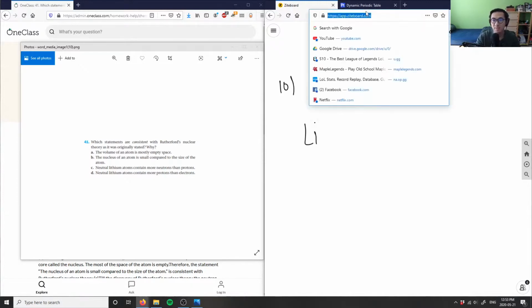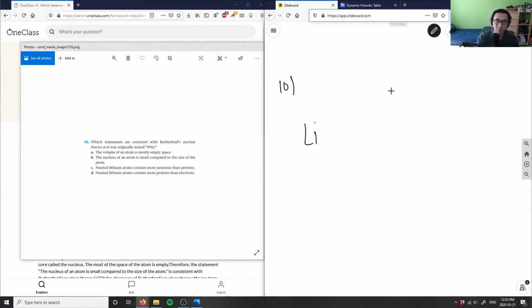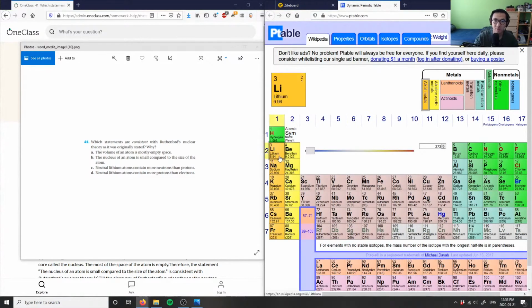And how many protons does lithium have? Well, I can look at my periodic table and see that lithium is number 3, so my atomic number is 3, which means it has 3 protons. In a neutral atom, I want to balance out the charges, so I have 3 pluses, which means I'm going to have 3 electrons. And how many neutrons would I have? Well, 6.94 is my atomic mass for lithium, which is about 7.